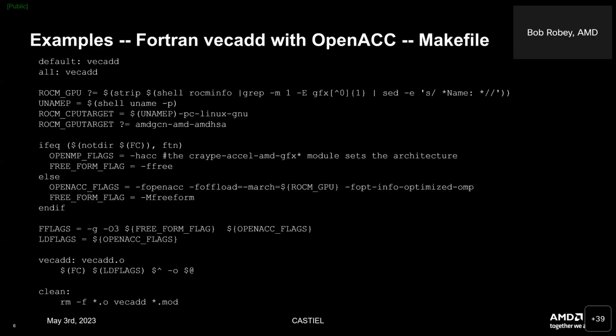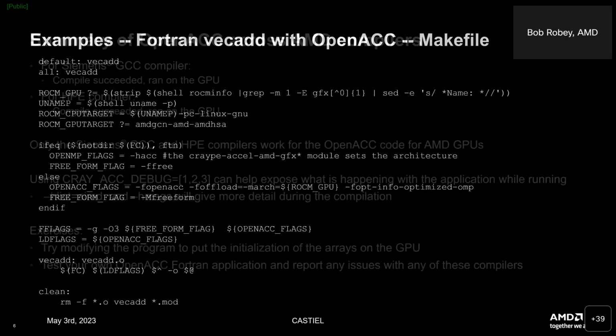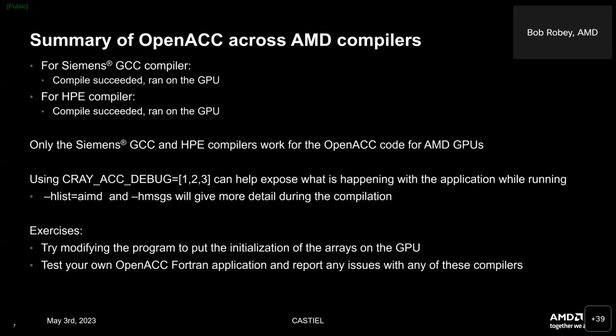The makefile is fairly simple, and you can set the GPU target, the ROCm GPU variable, if you want to override the auto detection in the makefile. In testing this example, the Siemens GCC compiler will compile that and run it on the MI200 series. The Cray HPE compiler will also compile it. If you're running on an MI100, GCC 11 and 12 will also generate code, the default system, but you do have to load an offload package for the GCC compiler to make that work.